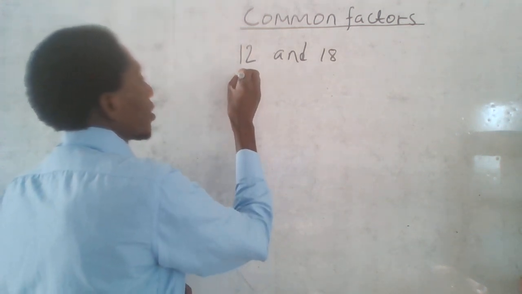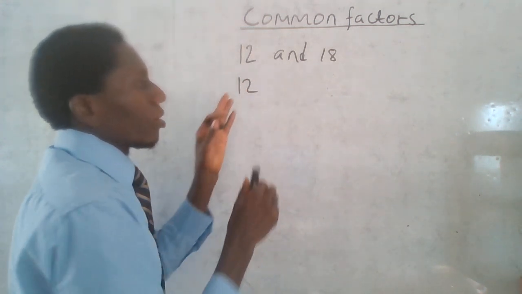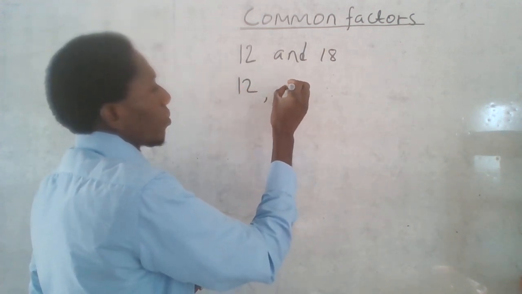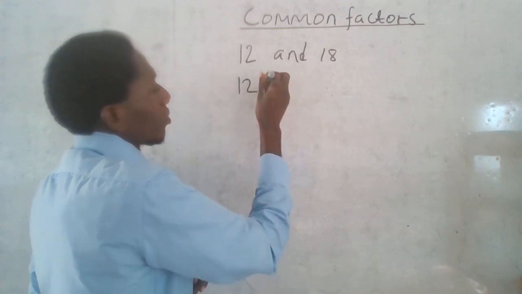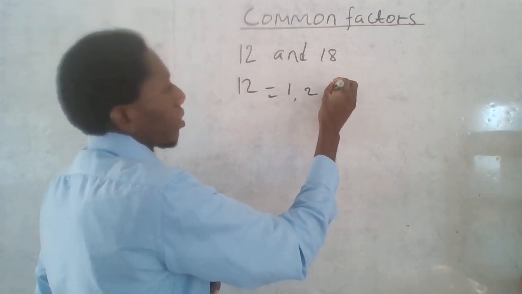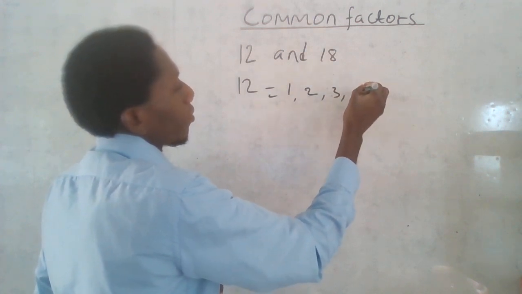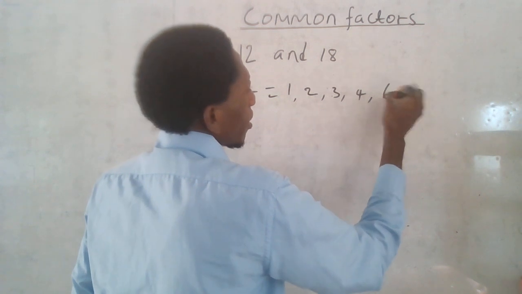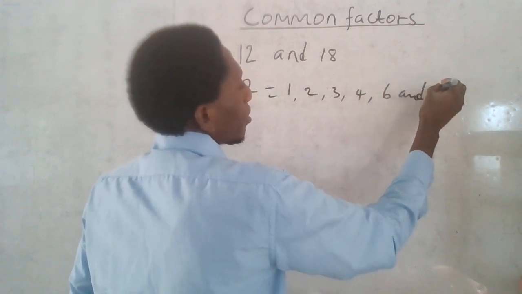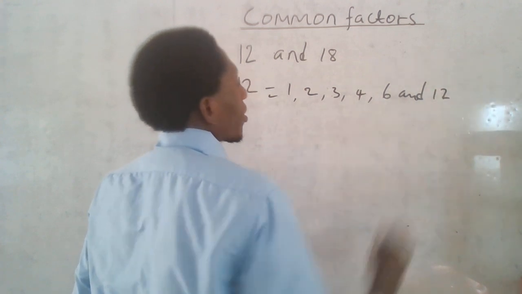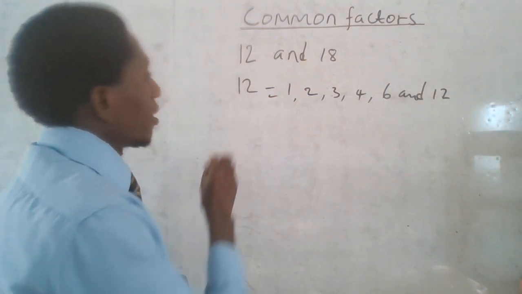Let's say you have 12. So 12, which numbers can divide 12 without a remainder? Okay, we have 1, we have 2, and we have 3. We also have 4, 6, and then 12 by itself. All right.